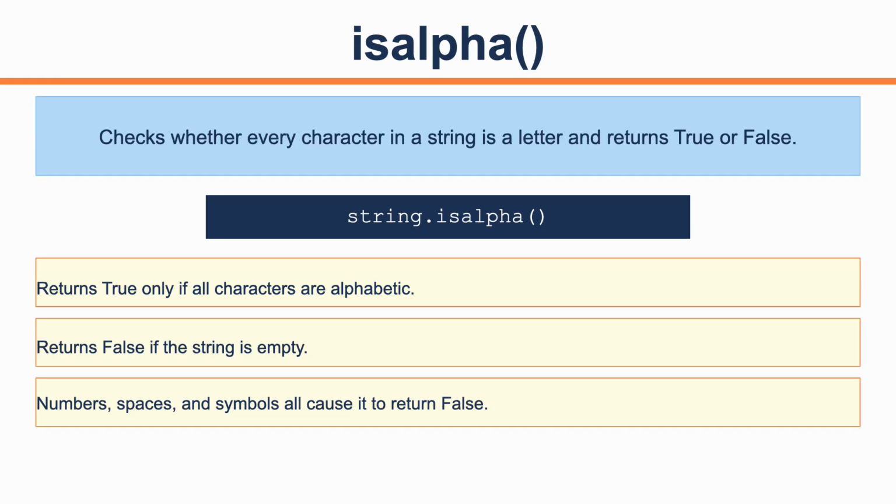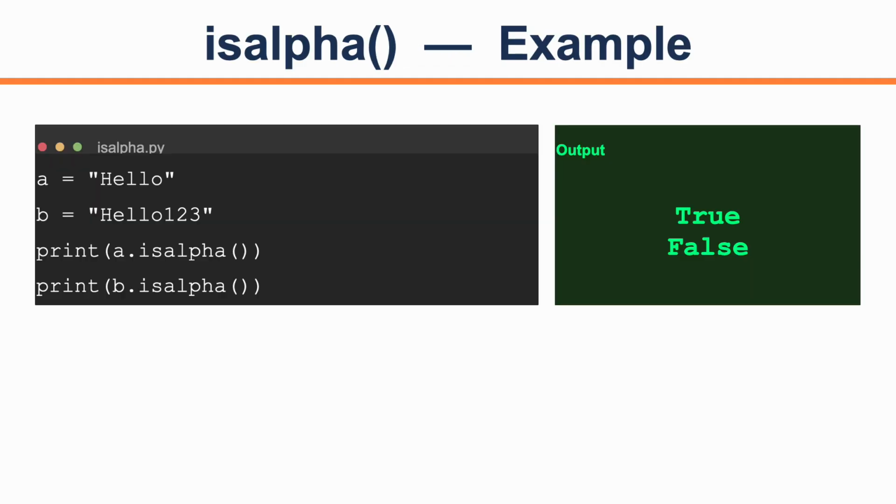The isAlpha method checks whether every character in a string is a letter. It returns true if all characters are alphabetic and the string is not empty. Numbers, spaces, and symbols all cause it to return false. Here we check two strings using the isAlpha method. The first string contains only letters, so it returns true. The second string contains numbers mixed with letters, so it returns false.